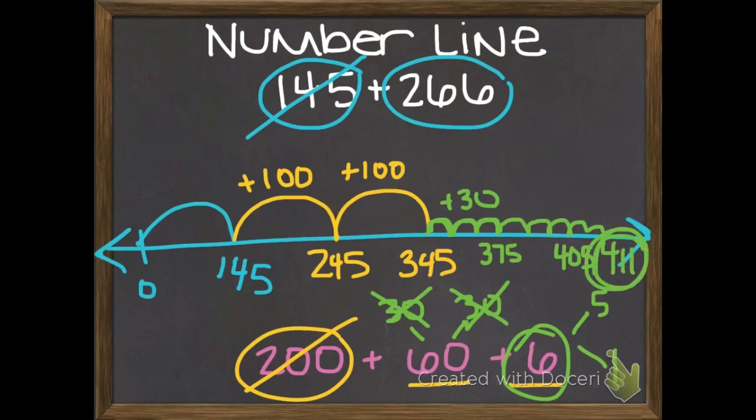So as you can see, the number line method is really just breaking the numbers into smaller parts and counting up on the number line until you've reached the sum.